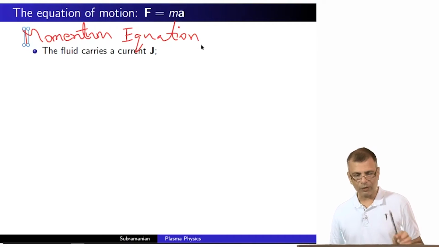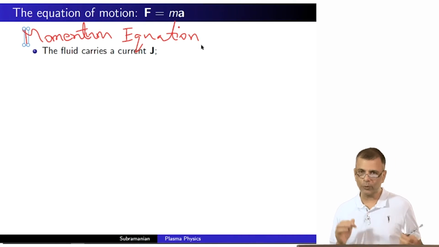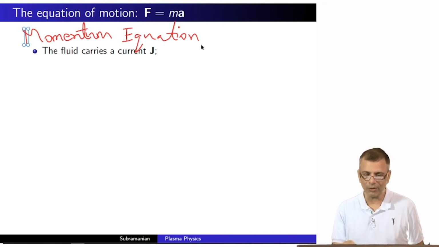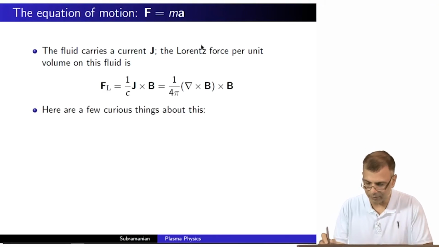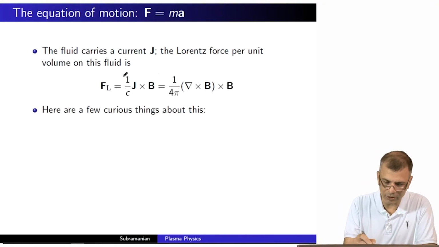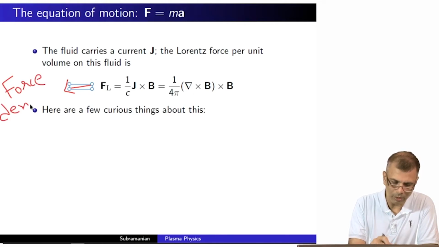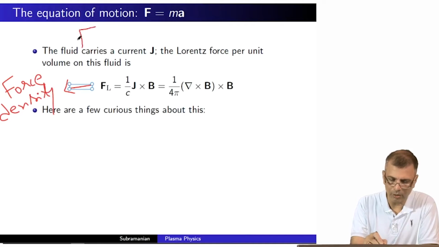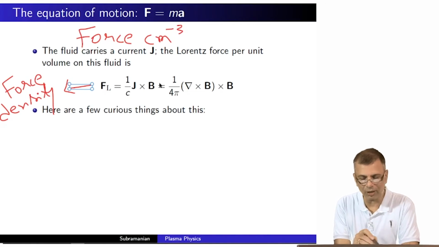So the fluid carries a current J. Mind you, what it simply means is that the fluid has a curl of B, because the current J is simply the curl of B. The Lorentz force per unit volume on this fluid is simply J cross B. So this is the force density, in other words, force per centimeter cubed, and those are the dimensions of this. And so that's simply J cross B.